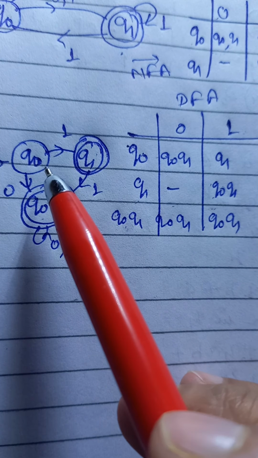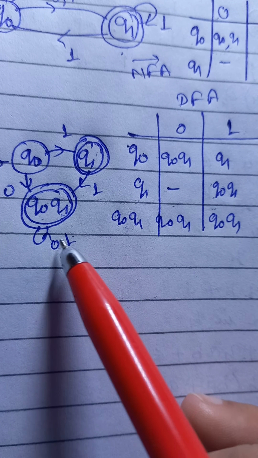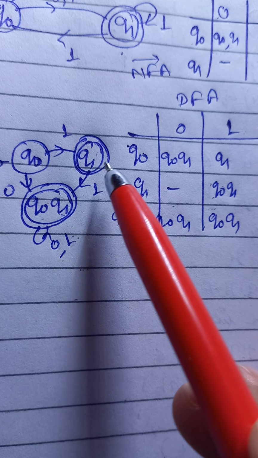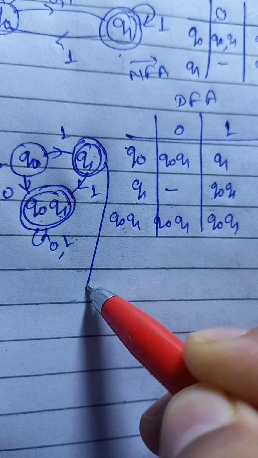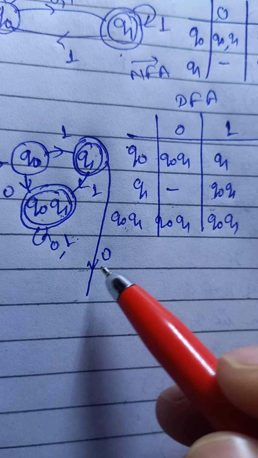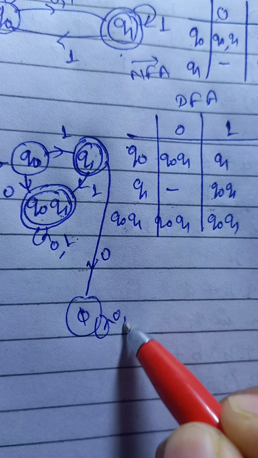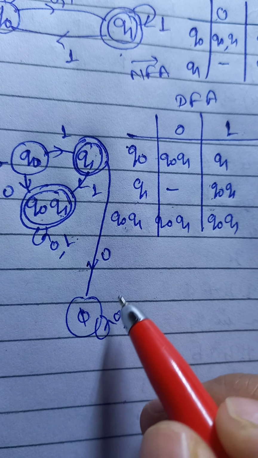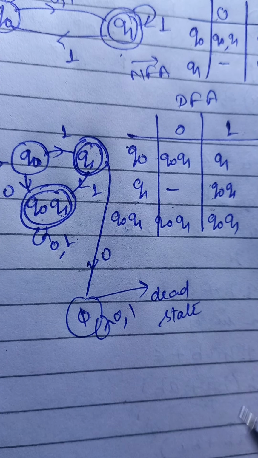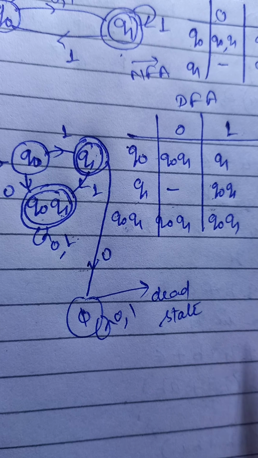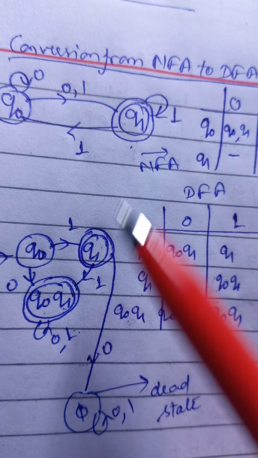So from Q0 we have transitions for 0 and 1, from Q0 Q1 we have transitions for 0 or 1, but in Q1 we have a transition for 1 only, and there is no transition for 0. So we will add one trap state, which will take the 0 transition, and also make a loop of 0, 1 for this trap state. This is a trap state, or we can say dead state. In this way we can convert this NFA into DFA.